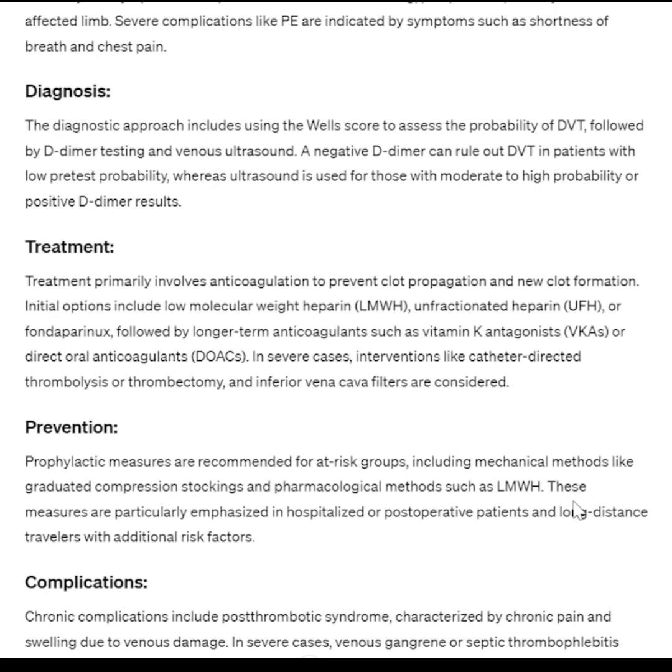Clinical features. DVT may be asymptomatic or present with unilateral swelling, pain, warmth, and erythema in the affected limb. Severe complications like PE are indicated by symptoms such as shortness of breath and chest pain.